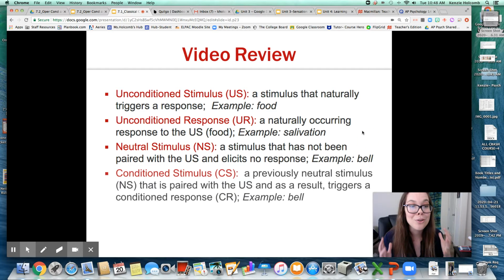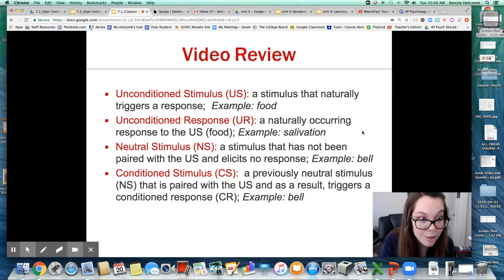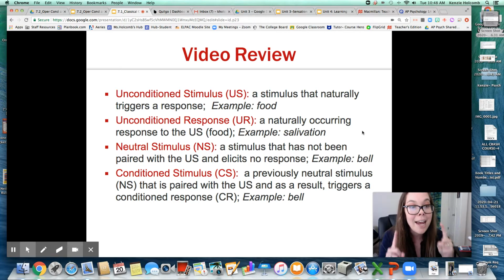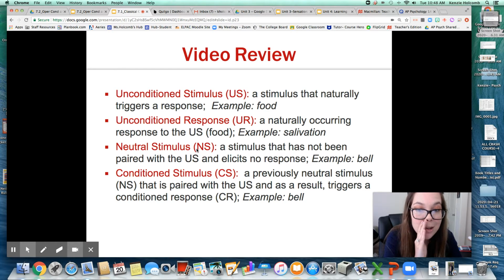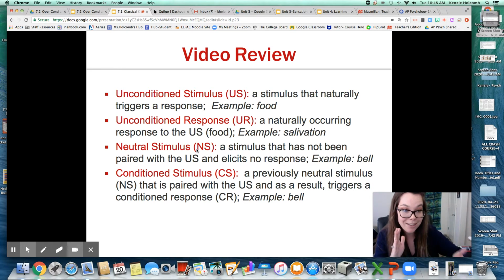It's going to create a conditioned stimulus. So remember, unconditioned means unlearned, conditioned means learned. So please, in your notes, write learned next to conditioned. Anytime it says conditioned in front of it, it has been learned, okay? So the conditioned stimulus is a previously neutral stimulus. I'm going to give you a quick hint. The neutral stimulus always turns into the conditioned stimulus after repetition, okay?